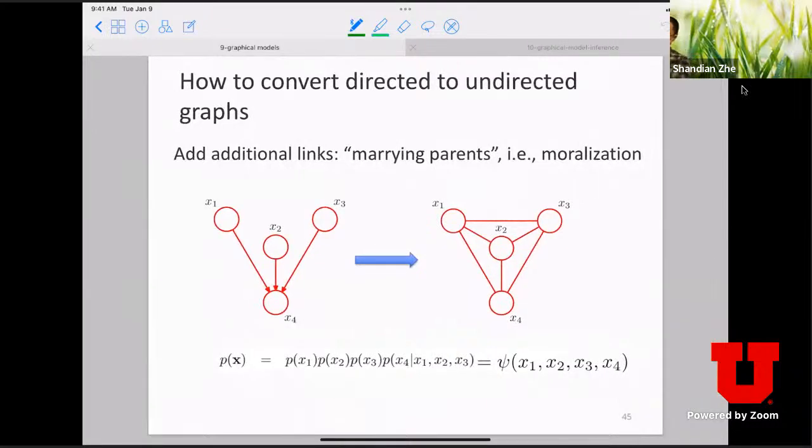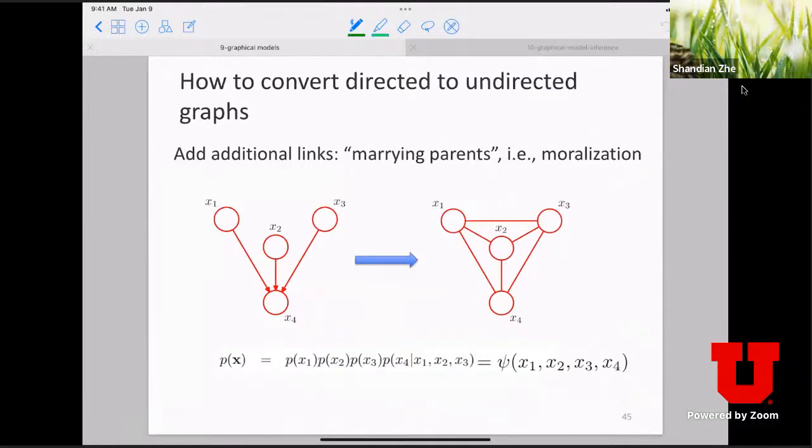In general, in addition to preserving the original edges, we also need to add more edges to ensure this is a maximum clique. Remember, our undirected graphical model is defined on maximum cliques. Right? We need to ensure this is a valid clique.